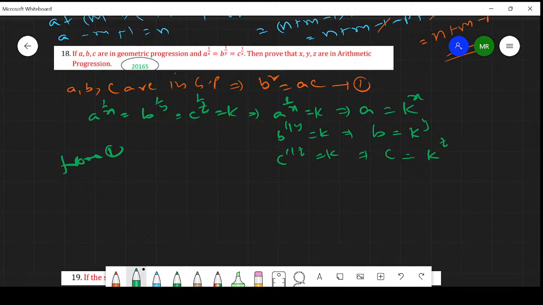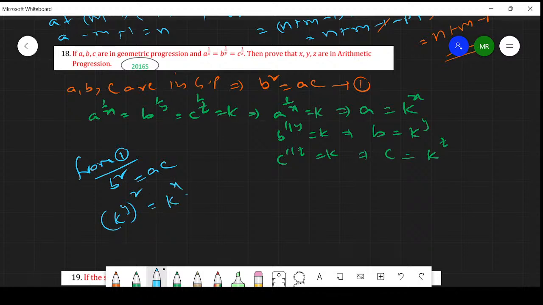We know b square is equal to ac. What is b here? b is k power y, whole square, equal to a, which is k power x, into k power z. So this will be k power 2y equal to k power x plus z. Both sets of bases are equal, so you can equate the exponents, which implies 2y is equal to x plus z.